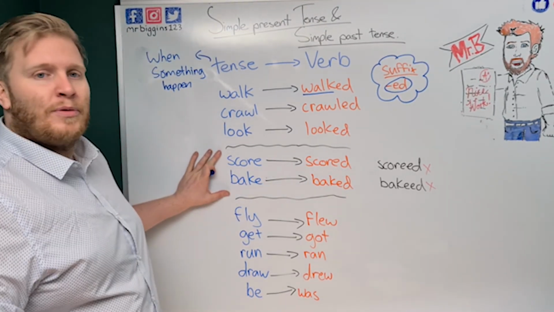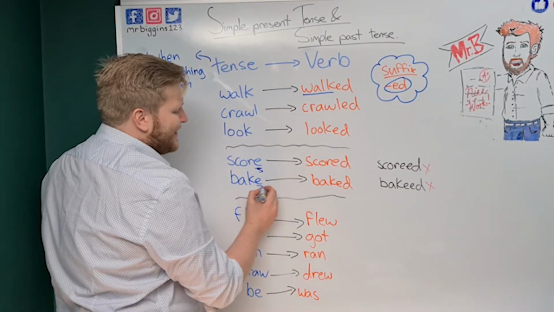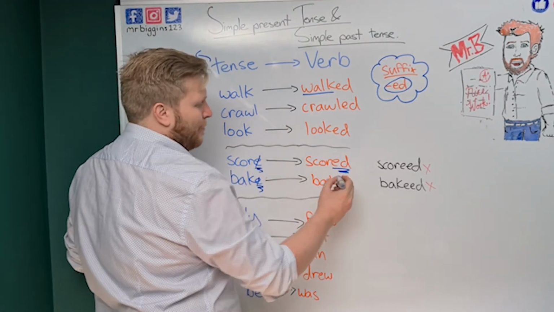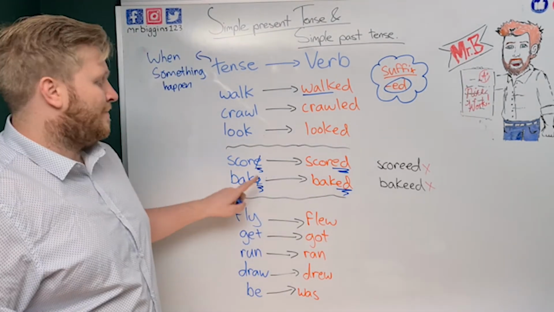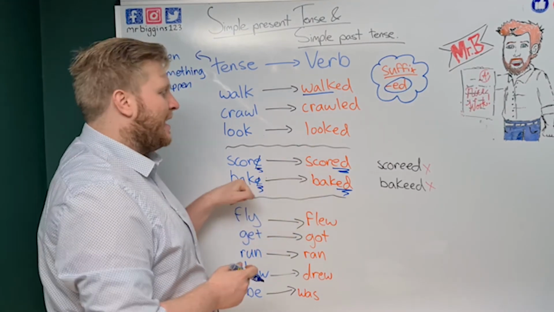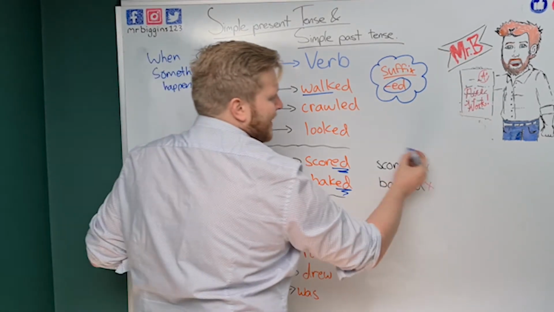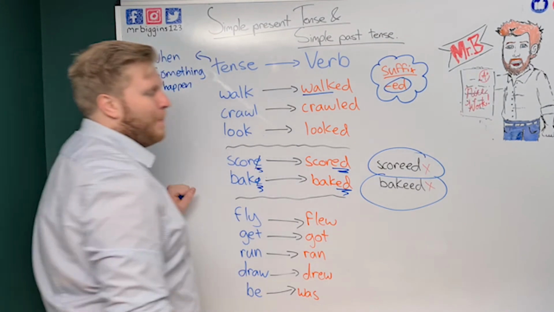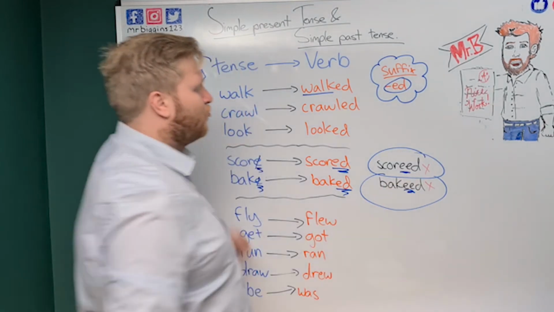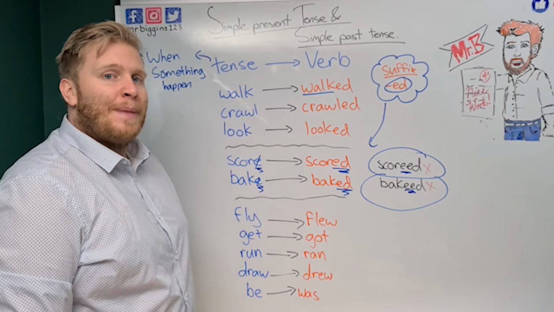Now, I've got these two in a separate section, score and bake, because we are adding ed on the end, but if you look, these words already end in e. So when we add ed, we're actually dropping that e and then putting the ed on. When you look at it, it looks like we've just added a d, but what we've actually done is drop that e and put our ed on the end. That's a spelling rule. So I've got two examples here. It's not scoreed with two e's. It's not bakeed with two e's as well. So we don't have this at the end. Just remember that. It's still the same rule. We're adding ed, but you have to be careful to make sure you don't spell the word wrong.